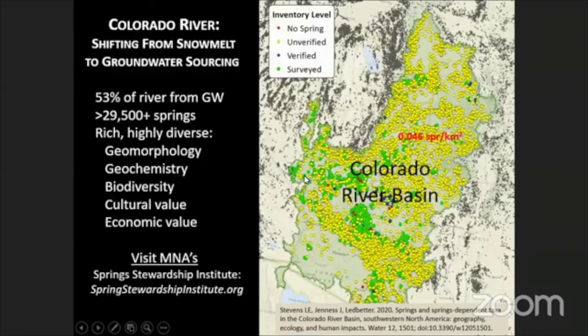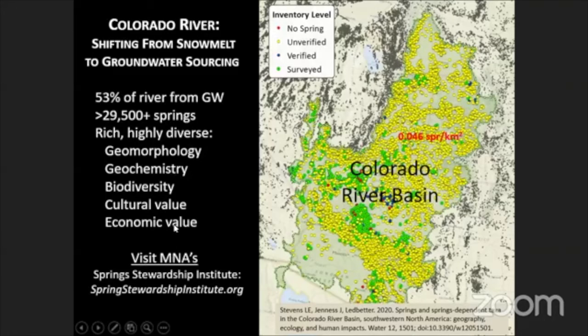However, in recent years, we've been able to do studies and learn better about groundwater contributions, and it now appears that more than half of the river's flow is derived from groundwater, with almost 30,000 springs known in the Colorado River Basin overall. These springs are rich and very diverse in geomorphology, geochemistry and biodiversity, with huge cultural values to Native American tribes, and rather enormous but unrecognized economic values for the Anglo world and the dominant culture.